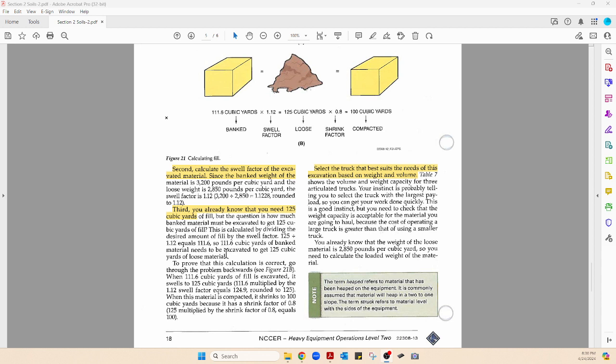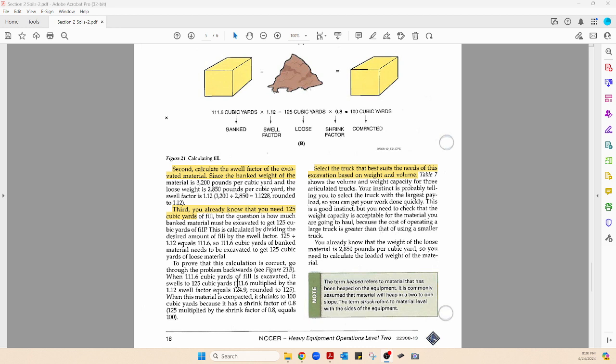That's what we need. Now, also, this is something else we're not going to do. It says to prove that this calculation is correct, go through the problem backwards, see figure 21b here, which I'm not going to do. You can. When 111.6 cubic yards of fill is excavated, it swells because of the swell factor. It swells to 125 cubic yards.